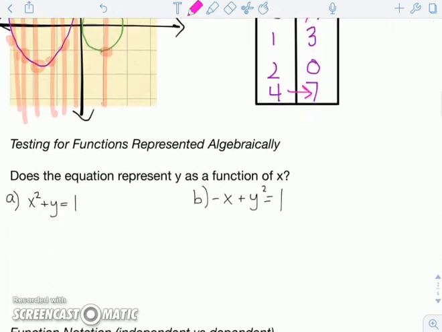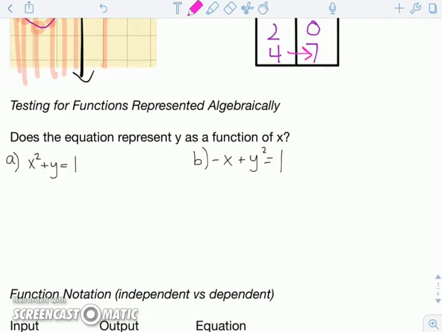Okay, let's go on to testing algebraically. So what I'm looking for here is, can I get the equation as y equals, right? Remember, your calculator can graph a function. So if you can get it as y equals, it is a function. So I'm going to subtract x squared from both sides, and I get y is equal to negative x squared plus 1. This is a function. Yes, I could get it as y by itself.